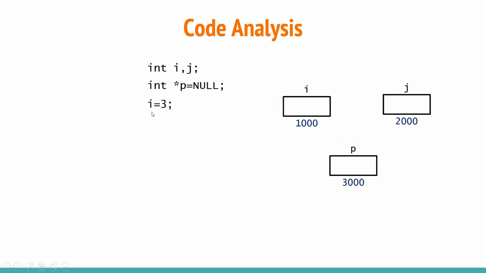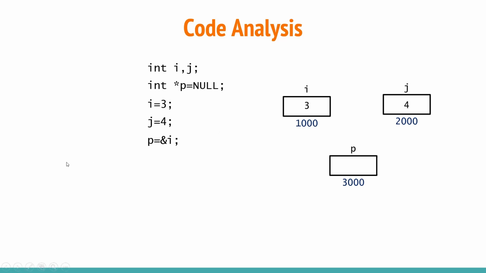Next, I assign a value of 3 to i. This is straightforward. When this statement gets executed, the value 3 gets copied to i. Next, I write j equal to 4. Again, it's a straightforward statement. The value 4 gets copied to j.